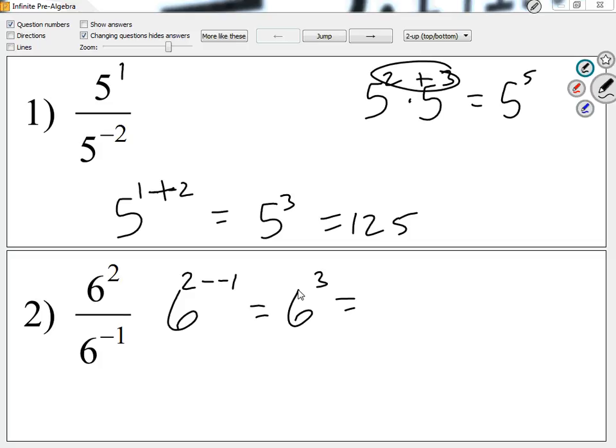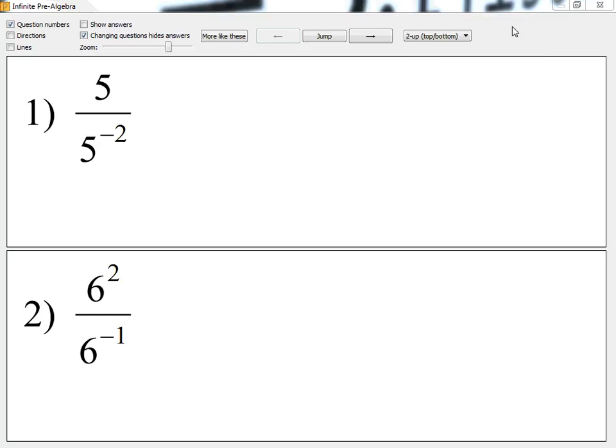Let me help you guys a little. Starts with a 2, ends with a 6. There's a third number in between. 216, yeah. Alright, 6 to the third, 6 times 6 times 6. Alright, 6 multiplied 3 times. So that's the first rule we're going to learn, and it's not that hard.